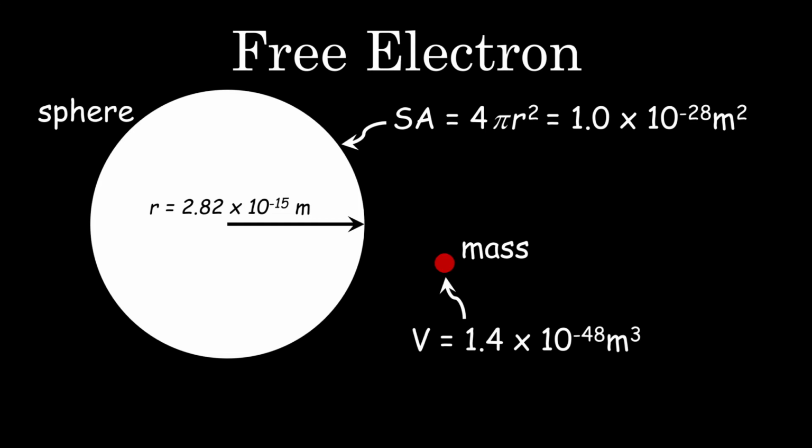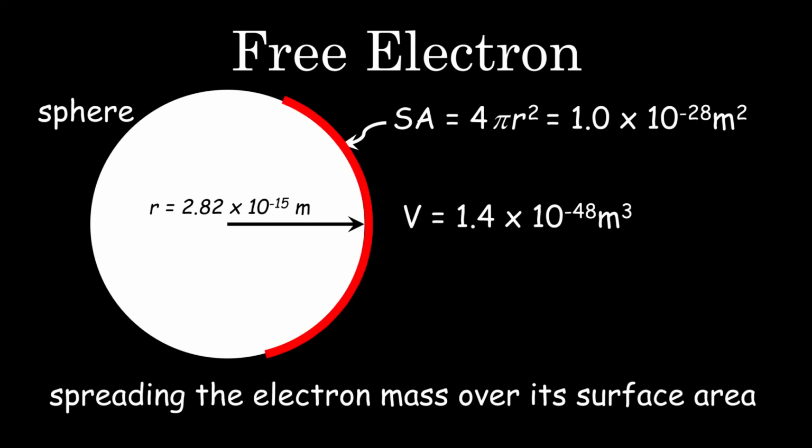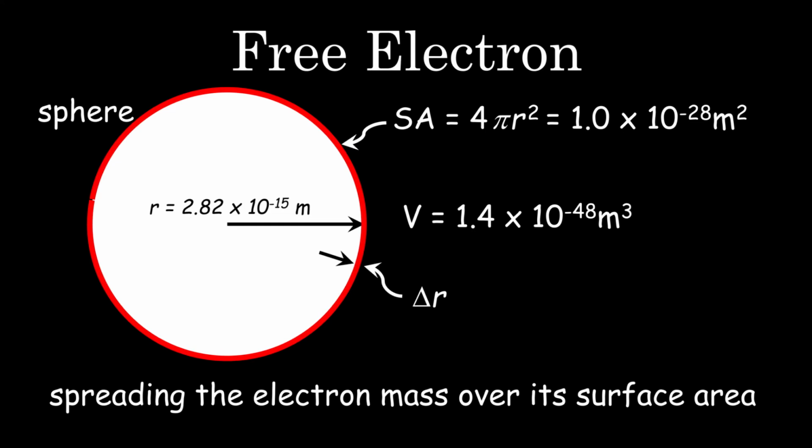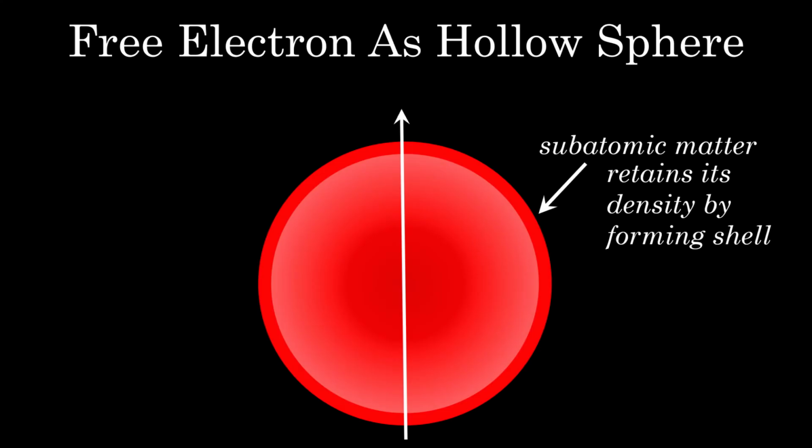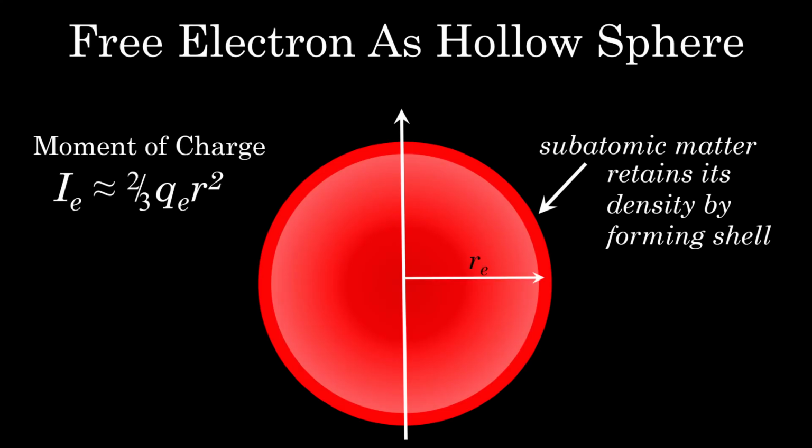To retain a material volume of 1.4 times 10 to the minus 48 meters cubed, while covering a surface area of 1.0 times 10 to the minus 28 meters squared, the electron mass must form a hollow sphere with a wall thickness delta R equal to the electron material volume divided by its surface area, or 1.4 times 10 to the minus 20 meters. This would make its moment of charge 2/3 its charge Q sub E times its radius R sub E squared, replacing the mass in the hollow sphere moment of inertia formula with charge.